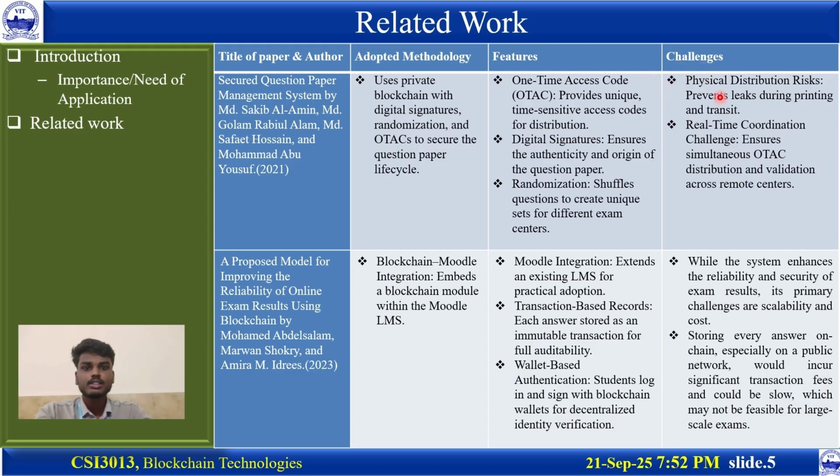The first limitation is physical distribution risk: preventing leaks during printing and transit. This blockchain ensures the security of the question paper only until the file is opened, that is, until the question paper is opened using OTACs. After that, during the printing of the question paper and transport, it doesn't ensure the security of the question paper.